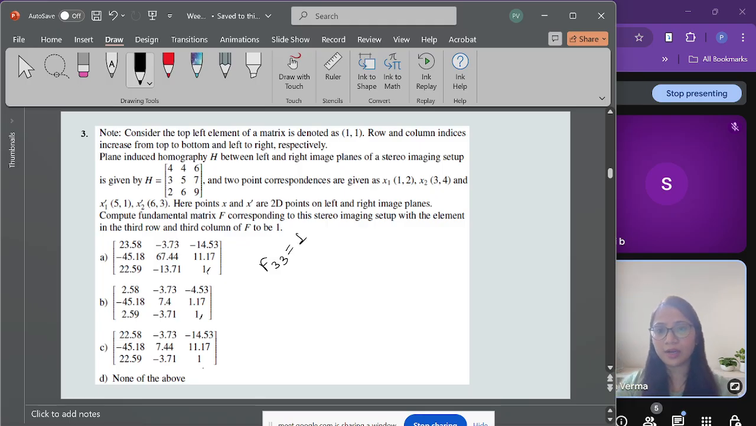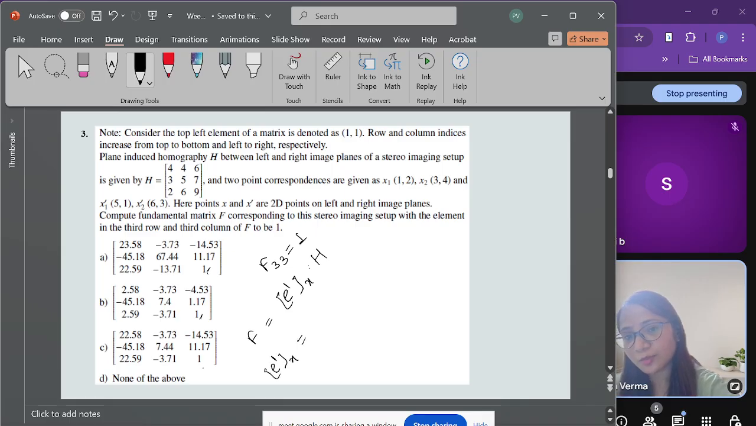Whatever fundamental matrix we need to compute. Okay, so the induced homography matrix H and the two point image points are also given in both the left and right image planes. So already we know that the fundamental matrix F is calculated by e dash cross times H, right? And e dash cross, we already know, is the skew symmetric matrix corresponding to the right epipole e dash. That is given by 0, minus e3, e2, e3, 0, minus e1, minus e2, e1 and 0.